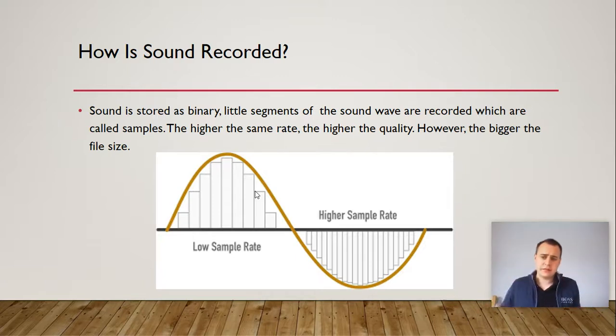So we record sounds with samples. The higher the sample rate, the more quality of sound. Can you please write down this bullet point and copy down that picture to show a low sample rate and how it's missed those parts of the wave, and then a high sample rate and how it's hitting those parts of the wave much more, and so you've got more quality sound. Pause the video and then come back.